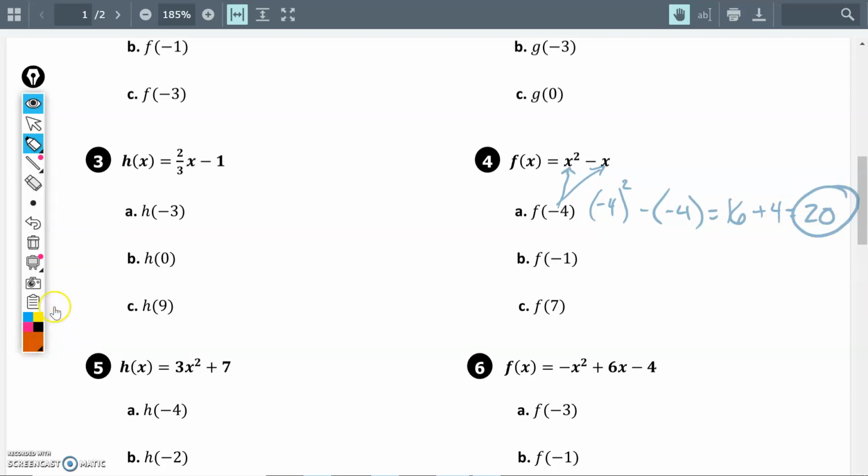Let's do another one here. Let's take negative 1 and plug it in for x into both x's. Remember, use parentheses when substituting. Negative 1 squared is 1, minus a negative 1 makes plus 1, so that simplifies to 2. Let's do another one.